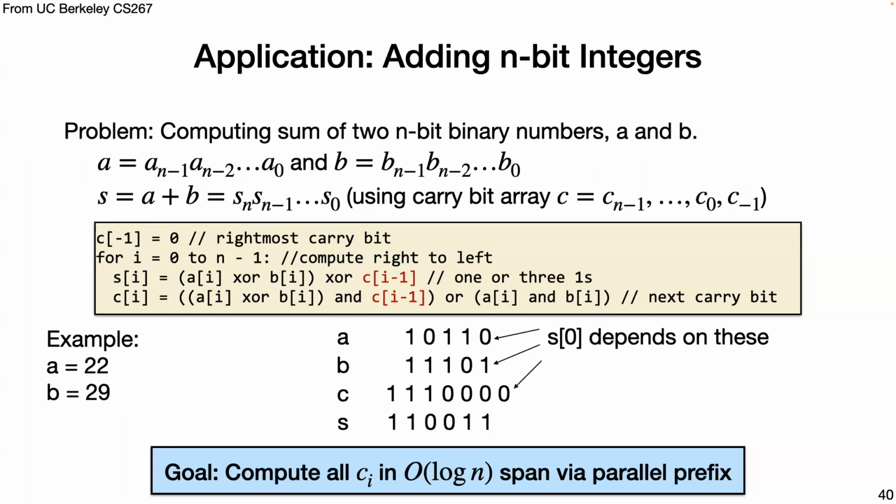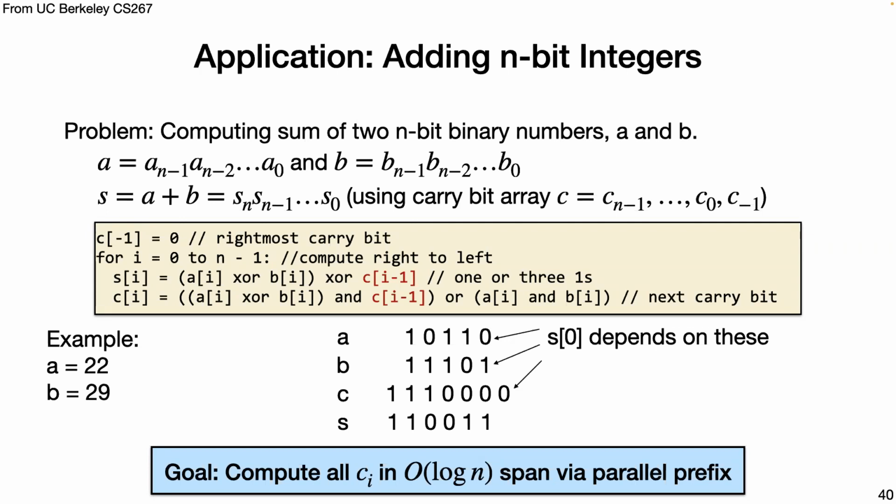I guess, or, yeah, and then you have an or, and if both of these are set, then you're going to get a carry bit no matter what happened in the previous carry bit. So that's how you do it in serial. This is the most straightforward way. But again, now you have this dependency on c_{i-1}.